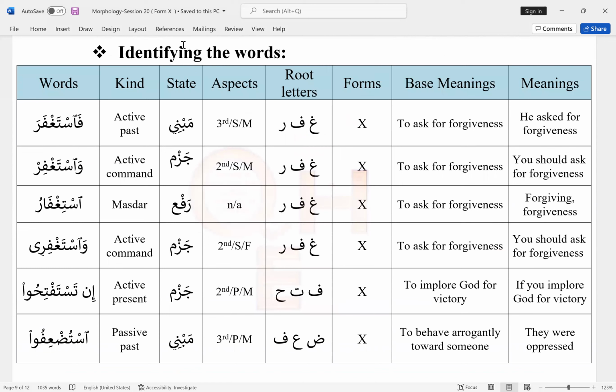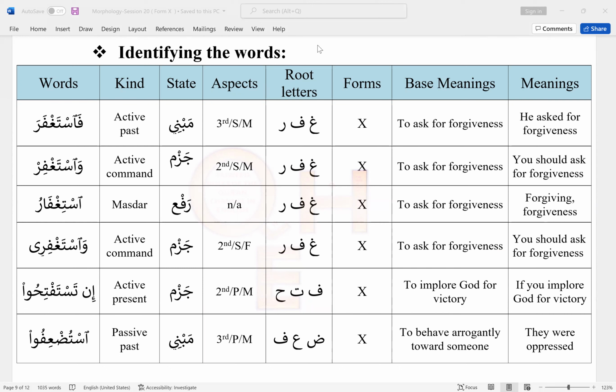So the first word we have is istaghfara. See, istaghfara, what does it match with? It matches with istansara. So obviously this is active past, mabni. Doer is a third person singular male. Ghain, fa, ra are the root letters. This is form 10. And the base meaning is to ask for forgiveness. And what will be the meaning of the word? He asked for forgiveness because it's a he.